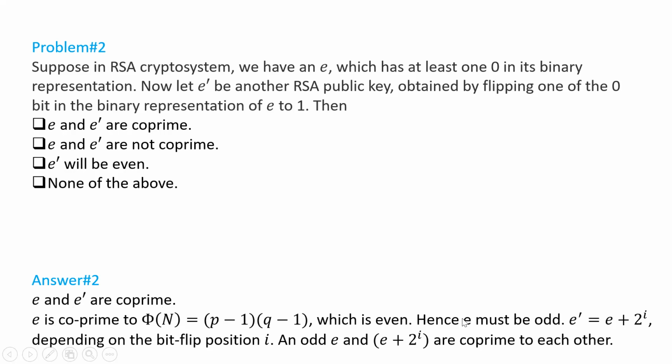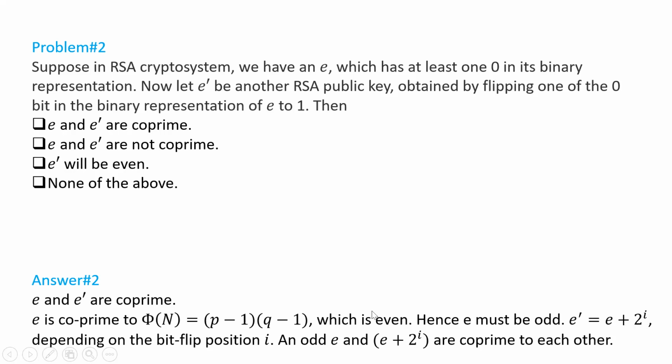So E is odd. Now E dash, as I said, can be represented as E plus 2 to the power i. Whatever is the binary representation of E, you flip some ith bit position whose value was initially 0 and you flip it to 1. So what is the increased value of E? You increase the value of E by 2 to the power i, right? So E dash is equal to E plus 2 to the power i.